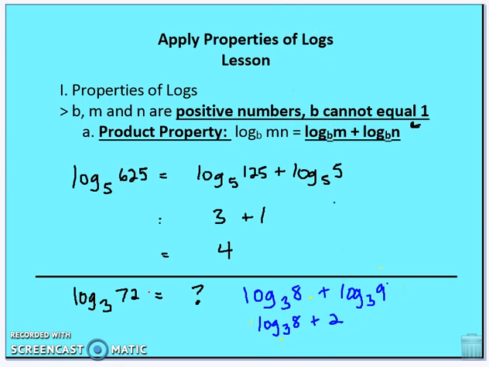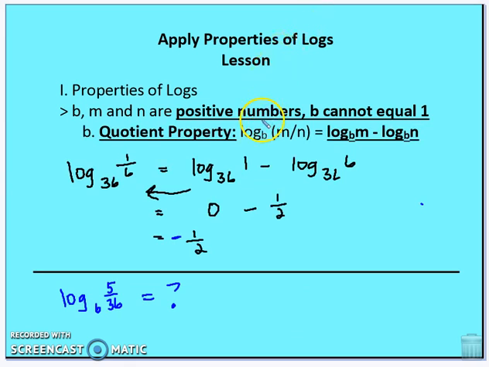which leaves me with log base 3 of 8 plus 2. All right, second property, quotient property. Log base 36 of 1 over 6 is equal to log base 36 of 1 minus log base 36 of 6. Log base 36 of 1 is equal to 0. Log base 36 of 6 is equal to 1/2. 0 minus 1/2 is negative 1/2. You can evaluate this example on the bottom in blue. I'll come back in a moment.